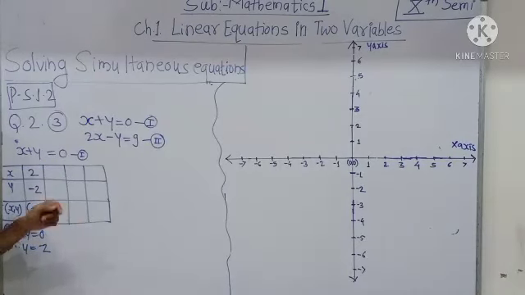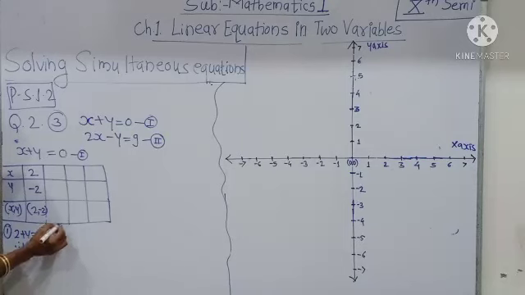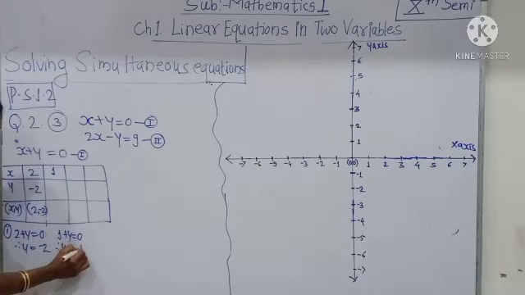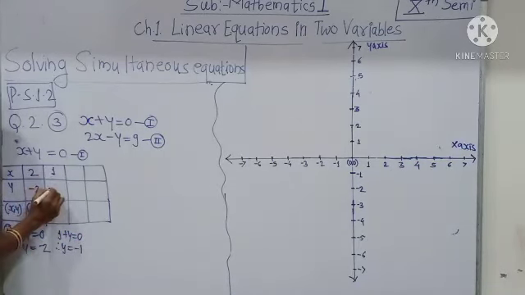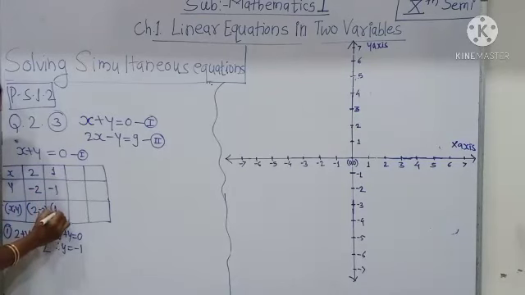Second one, for this purpose, x is equal to 1. Then 1 plus y is equal to 0. Therefore, y is equal to minus 1. (1, -1) is the second ordered pair.